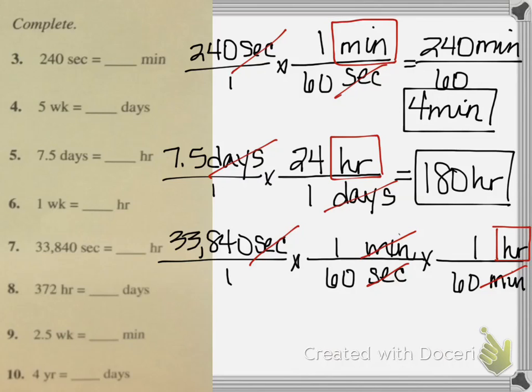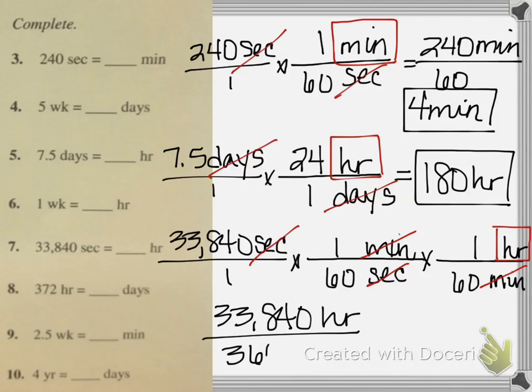So now when I multiply straight across, looks like I have 33,840 times 1 times 1. So 33,840, and I have my units of hours, over 1 times 60 times 60, which would be 3,600. And when I divide 33,840 divided by 3,600, I get 9.4 hours.